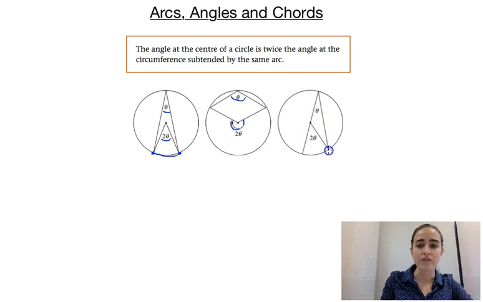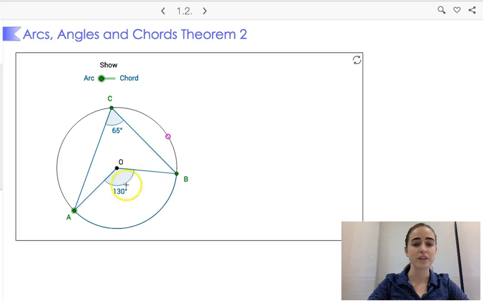And with this one, we've got both of our angles standing on this arc here. So we've got this one in here, which is 2 theta, and then we have this whole angle up here, which is theta. So the angle at the center is twice the angle at the circumference. If we have a look at this one, we can see that this angle is 130, standing on this arc A to B, and half of 130 is 65. So if we move that around, we can see that that relationship is always going to hold true.